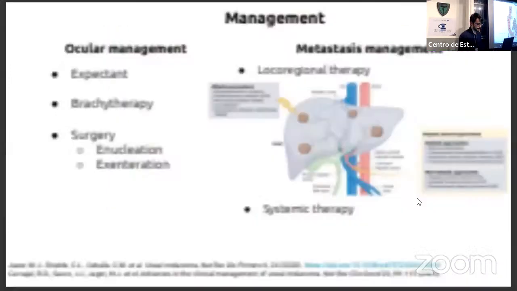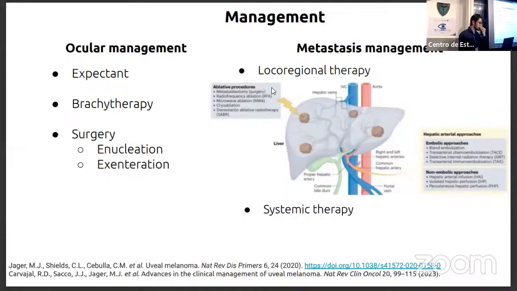Thinking about the management, we can think about the ocular treatment that can be expected if the patient doesn't have a high life expectancy, but it's not the rule here, just some specific cases. Basically, we can have two kinds of treatment here. We have brachytherapy, which we can use for small tumors, usually up to 10 millimeters, and the surgery, the most common one being the enucleation, but we can also have exenteration when we have a diffuse invasion of the orbit tissues.